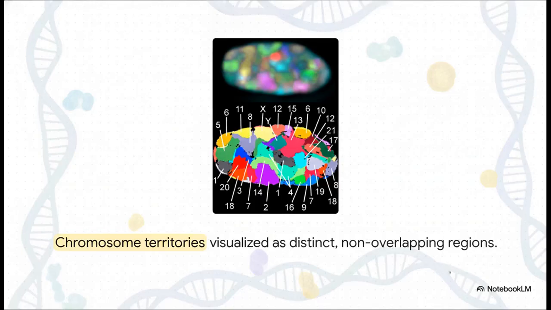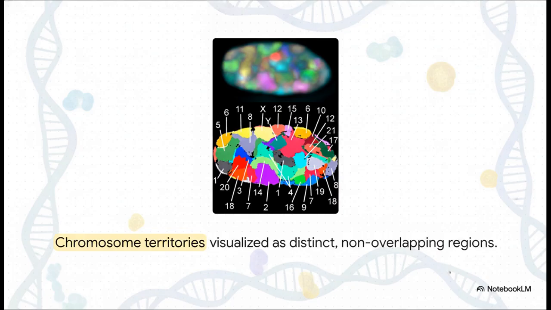So we've looked at the individual threads. Let's zoom out to the whole nucleus. And let me tell you, it is not just a chaotic bowl of molecular spaghetti. When we visually map the nucleus in 3D, we see that every single chromosome occupies its own distinct, non-overlapping space. We call these chromosome territories.